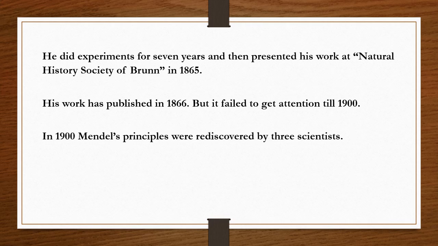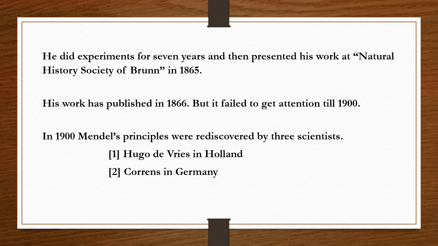In 1900, Mendel's principles were rediscovered by three scientists. They are Hugo de Vries in Holland, Correns in Germany, and the third person, Tschermak in Austria. These three scientists rediscovered Mendel's principles, or Mendel's research.